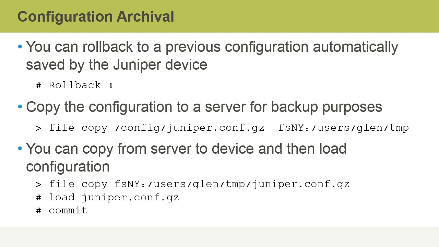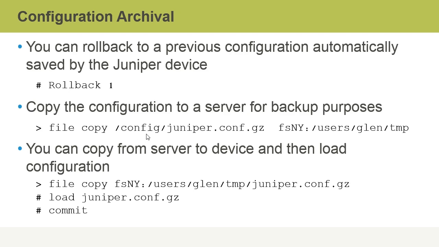The next point that I want to make is that you can copy the configuration of your Junos device to a server for backup purposes. And to copy the configuration to a server on the network, we can use the file copy command. Now notice that the prompt I put here has the greater-than sign, right? So notice that you're not in configuration mode, you're in operational mode. So you can use the file copy command, specify the path to the Juniper config file.